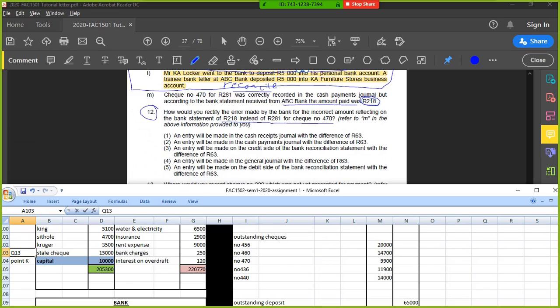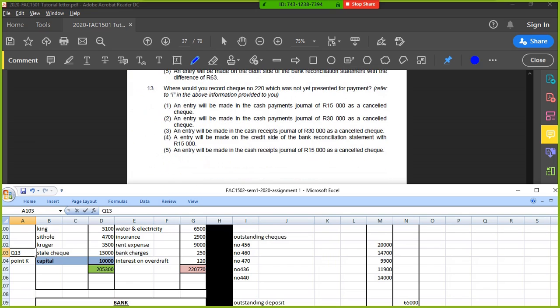Okay, what option is it? Let's go see. Question 13. An entry on the cash payments? No. An entry on the cash payments? No. An entry made on the cash receipts? Yes. Of 30,000? No. An entry made on the credit side of the bank statement? No. An entry made on the cash receipts journal, 15,000 as a cancelled check? Yes. Number 5. Okay.